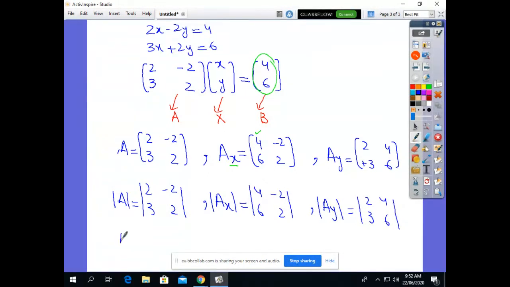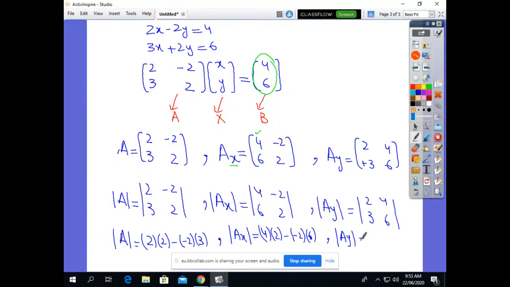Now find the determinant of A. The determinant of A becomes 2 multiplied by 2, with a negative sign in between, minus negative 2 multiplied by 3. Similarly, we find the determinant of AX: 4 times 2 minus negative 2 times 6. And at last, the determinant of AY is 2 times 6 minus 4 times 3. Now simplify it.